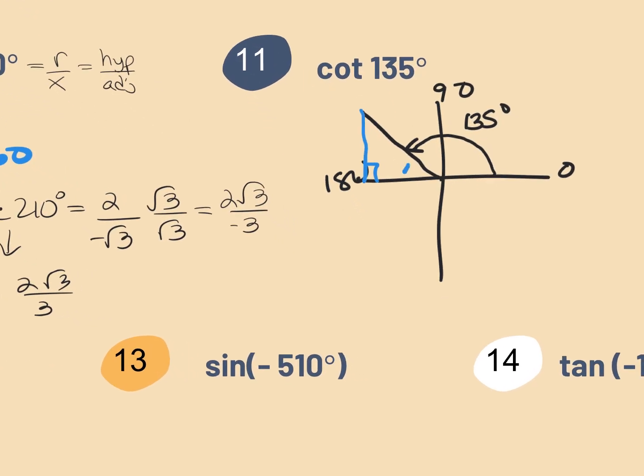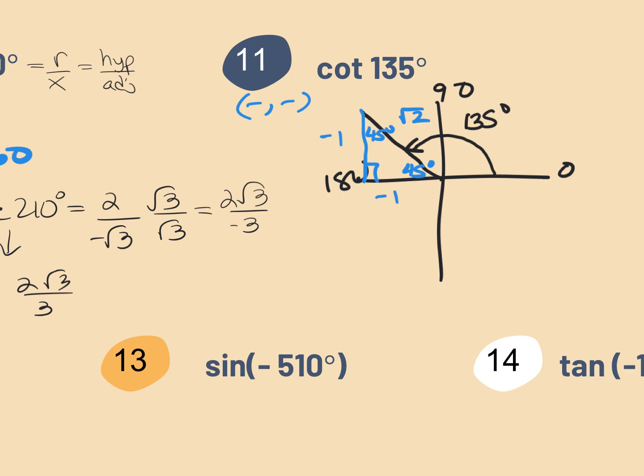So my reference angle here is 45 degrees. So my two legs are 1 and 1. Hypotenuse is square root of 2. Remember, the signs in quadrant 2 are negative, negative. So this will be a -1 and a -1.